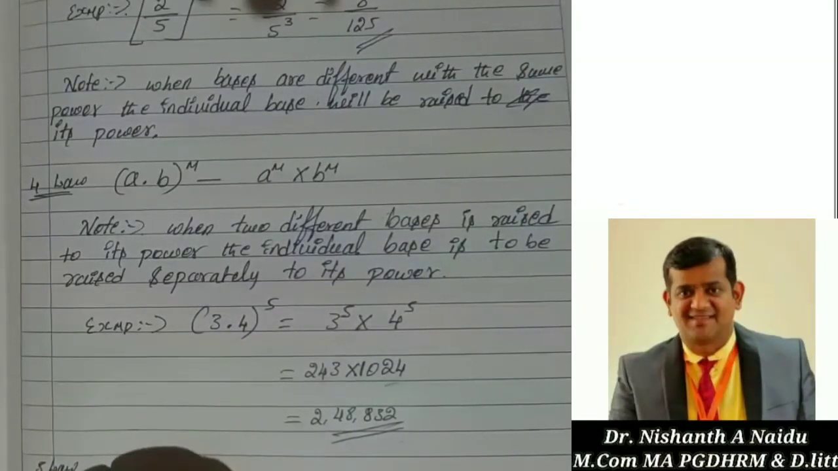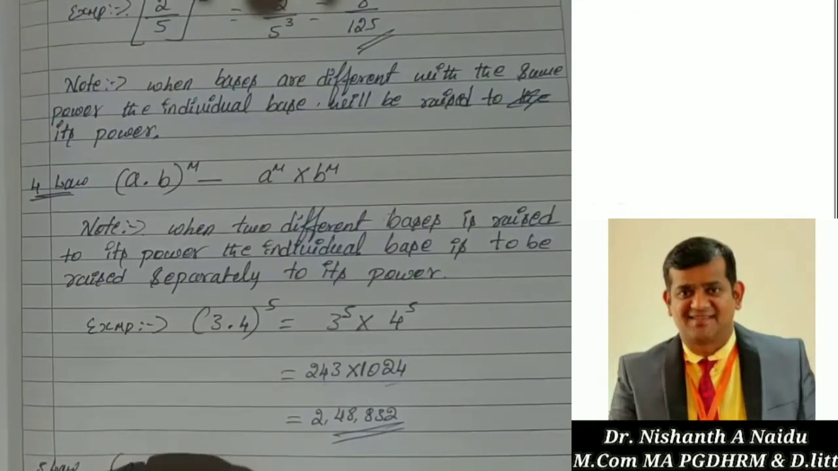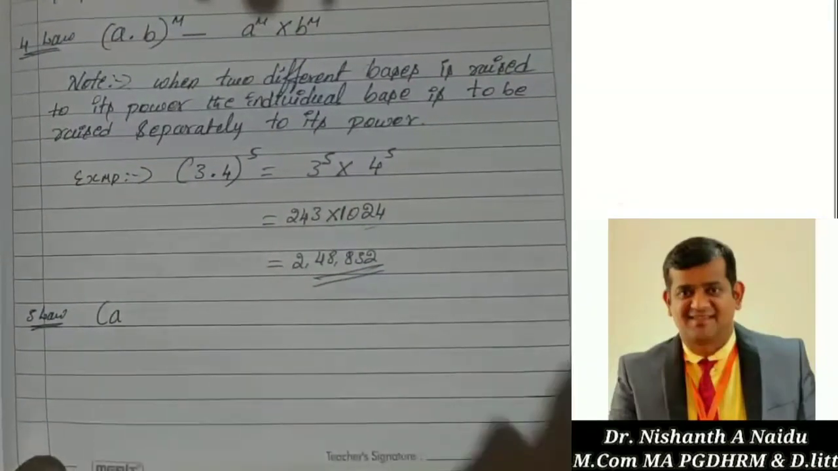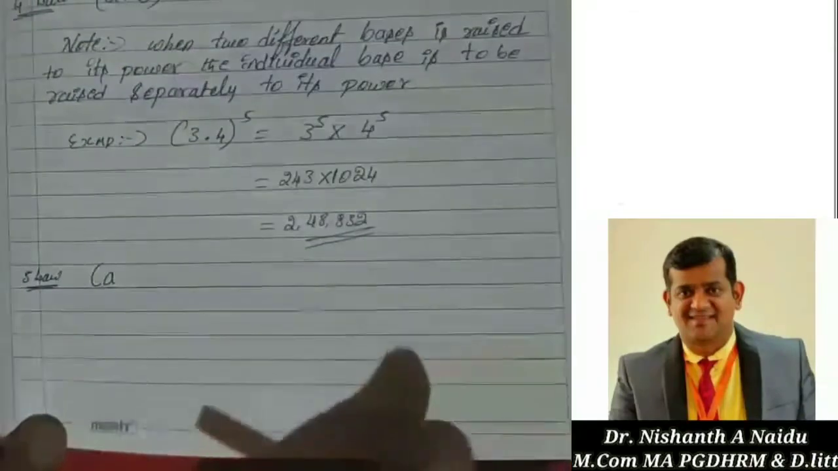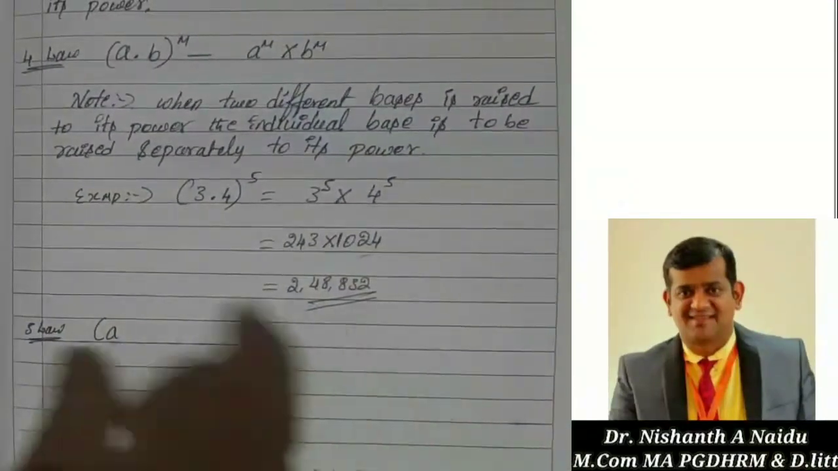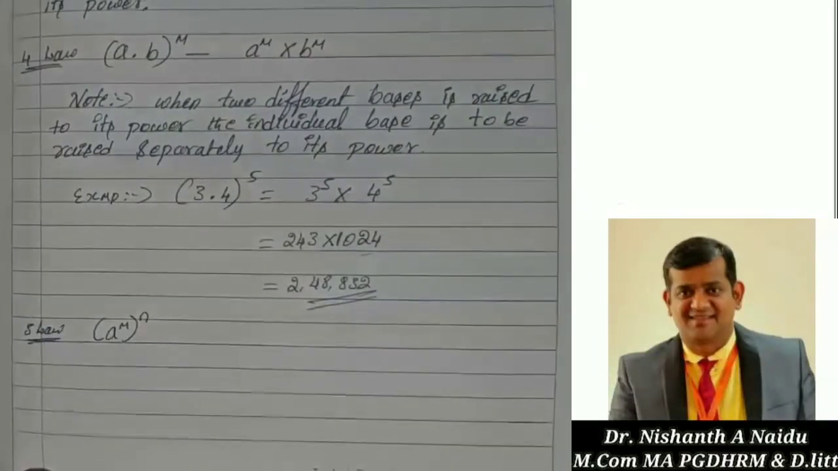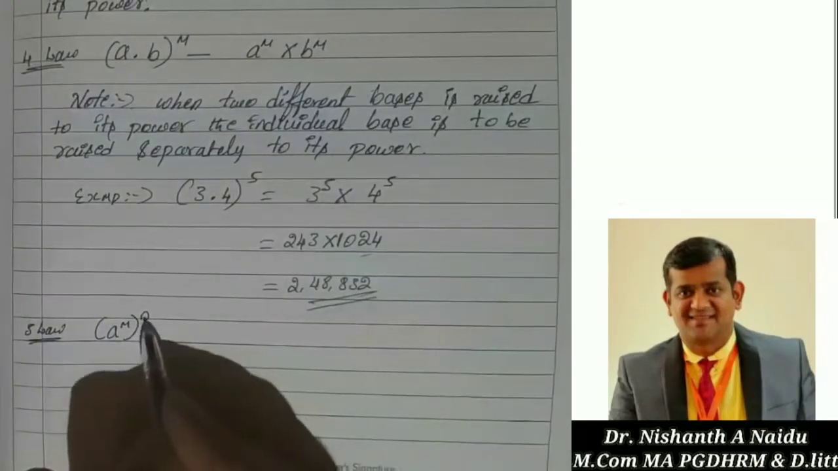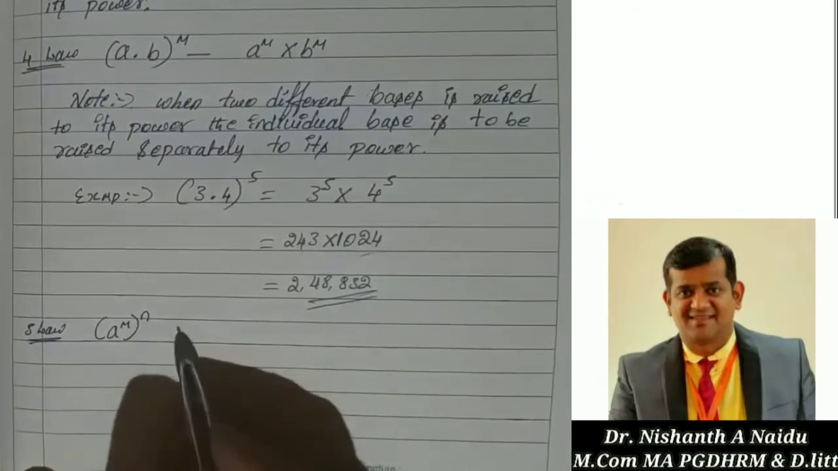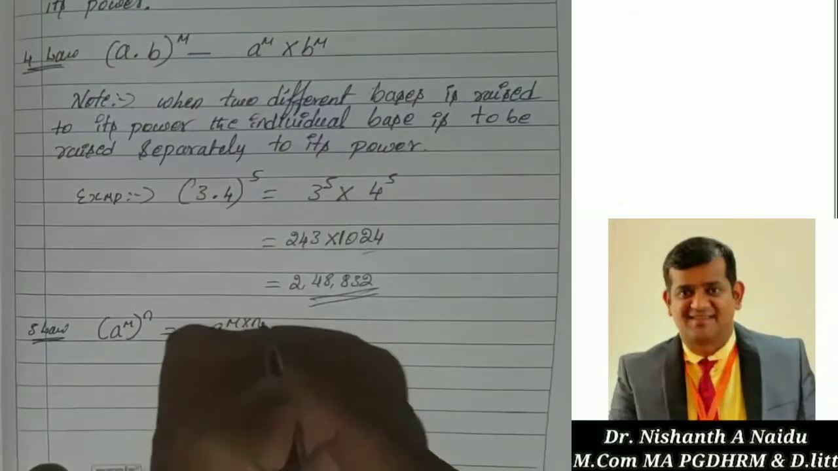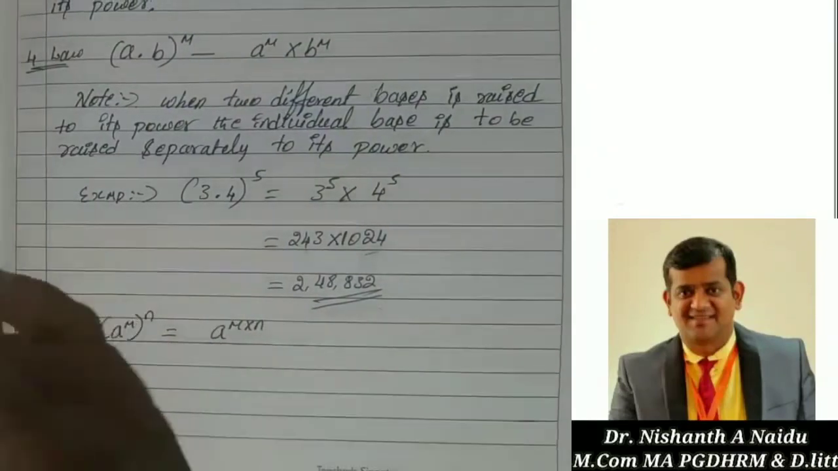The fifth law says, when an individual power and a whole power are given, that is, if the case is a to the power m whole power n, I'll adjust the camera a little bit so that the entire book is visible. Okay. So if this is the case, what to do? M into n. That's all. The base remains the same. So that equals a to the power m into n.